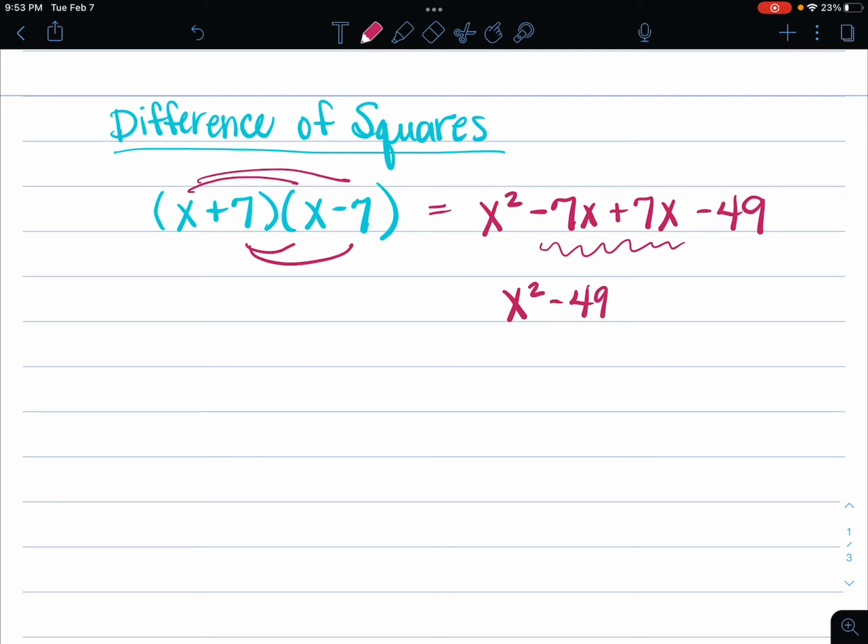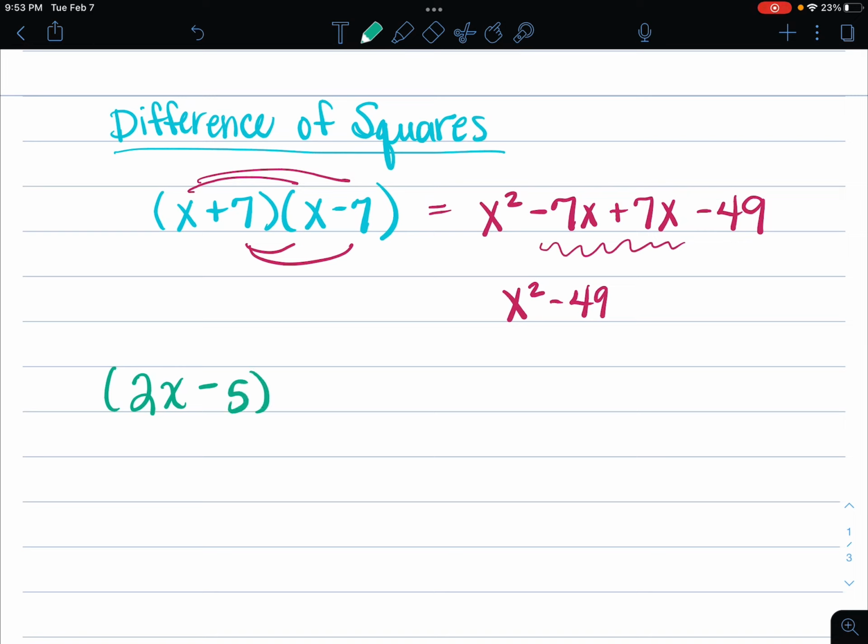Sorry, apparently my phone is still on. There we go. So that's it. That's the answer. X squared minus 49. The two middle terms just happen to add out. I'm going to do one more, and then you guys will probably catch on to the shortcut for this one pretty quickly.